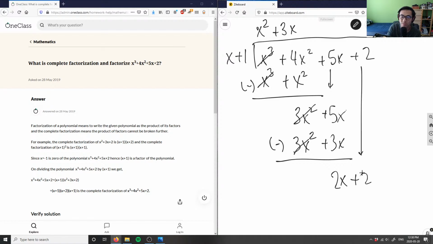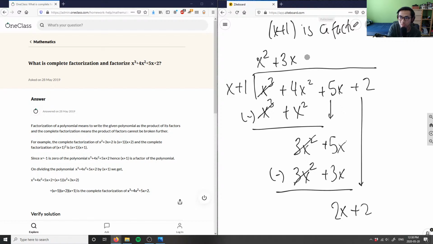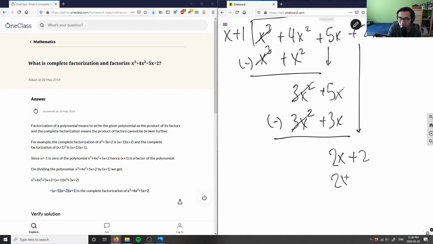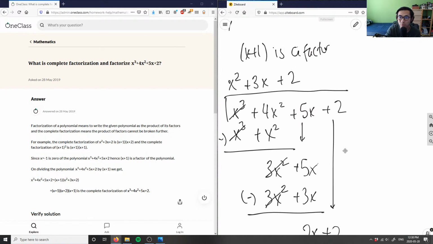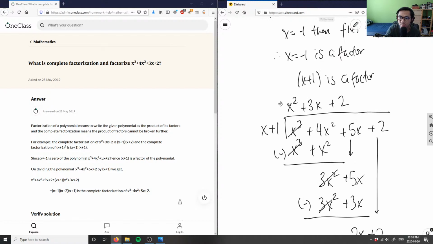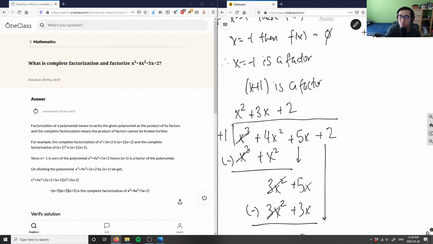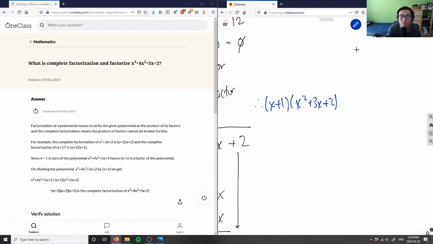Bring down the 2. x times what value would give me 2x? I simply need a 2 here to finish this problem off. Plus 2 here. And this here would be 2 times x is 2x. 2 times 1 here is 2. And this would give me a remainder of 0, which is perfect. So therefore, I can say that these two guys are also a factor, right? So I can say that therefore x plus 1 and x squared plus 3x plus 2 would equal x cubed plus 4x squared plus 5x plus 2, right?